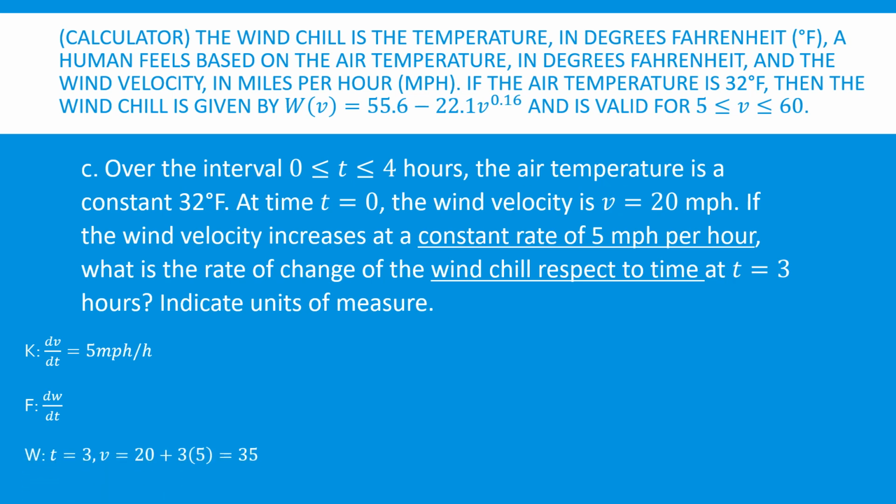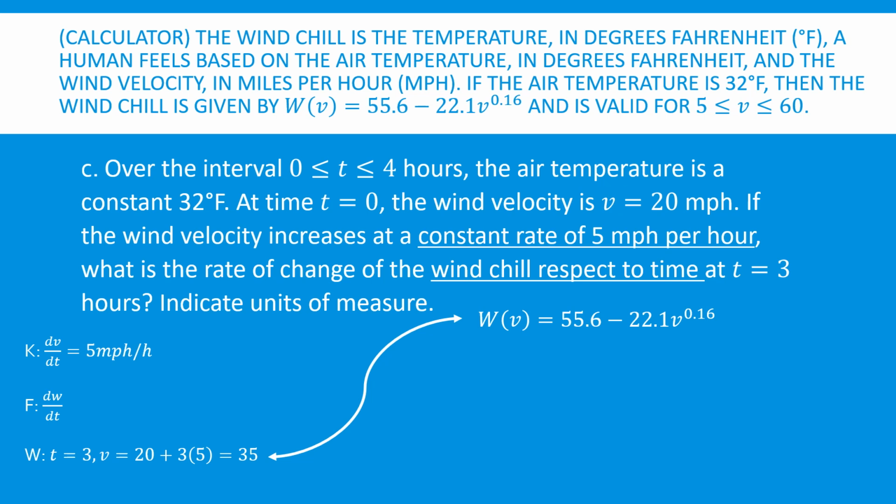But they also told me that the wind velocity is 20 miles per hour and is changing at a constant rate of 5 miles per hour. So I'm going to do 20 plus 3 times 5. And again, I'm using 3 because I'm looking at t equals 3, so that's 3 hours later. And so for every hour, it's changing by 5 miles per hour. And so 20 plus 3 times 5 is 35.